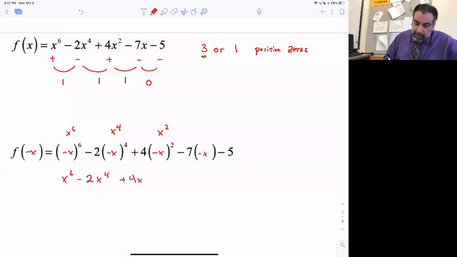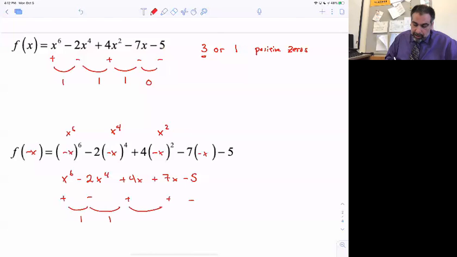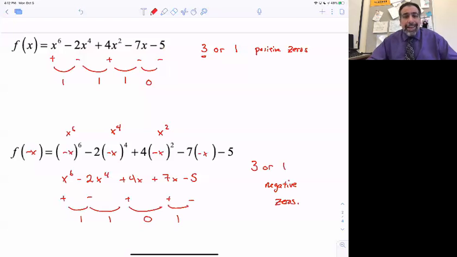In this last one, it's really negative x times negative 7. So that's going to end up being a positive 7x. And we've got the minus 5 at the end. So here are our signs. Positive, negative, positive, positive, negative. One sign change, another sign change, no sign change there, one sign change there. So we are going to have either 3 or 1 negative zeros.